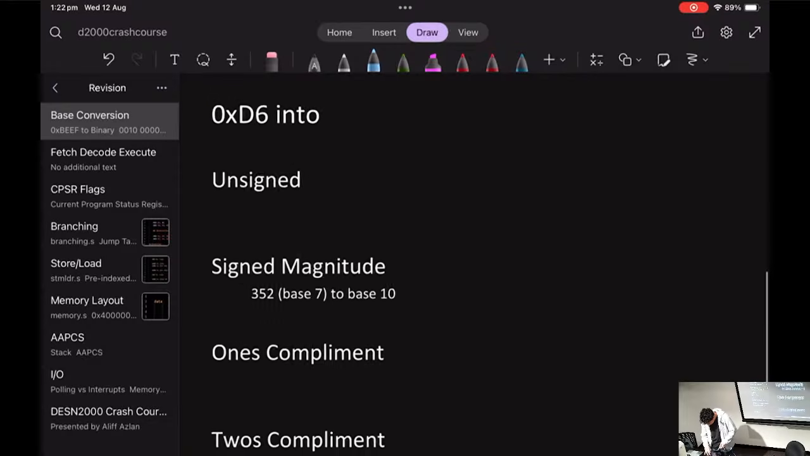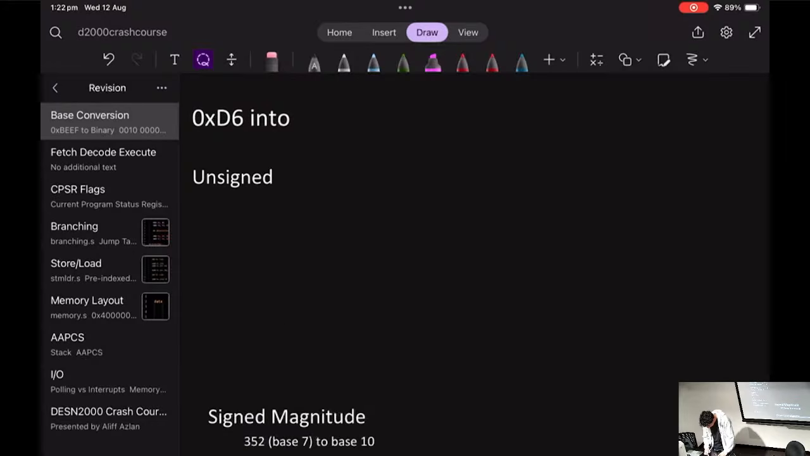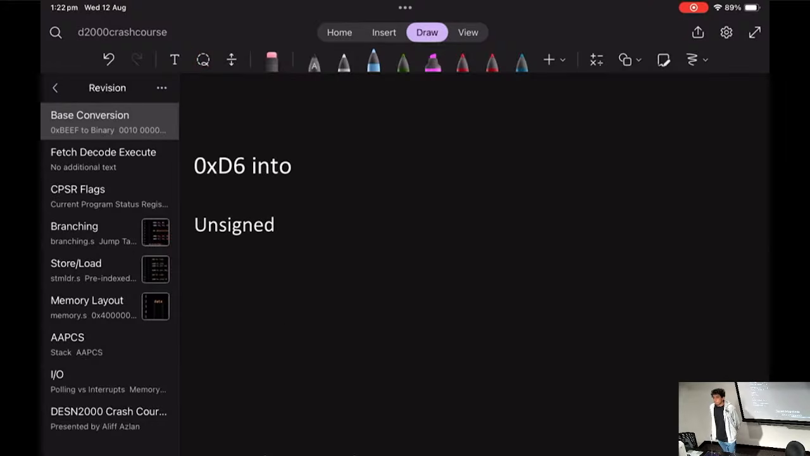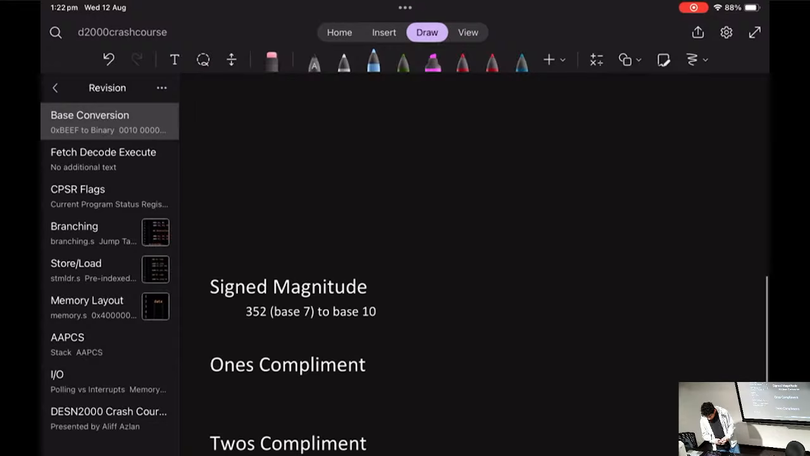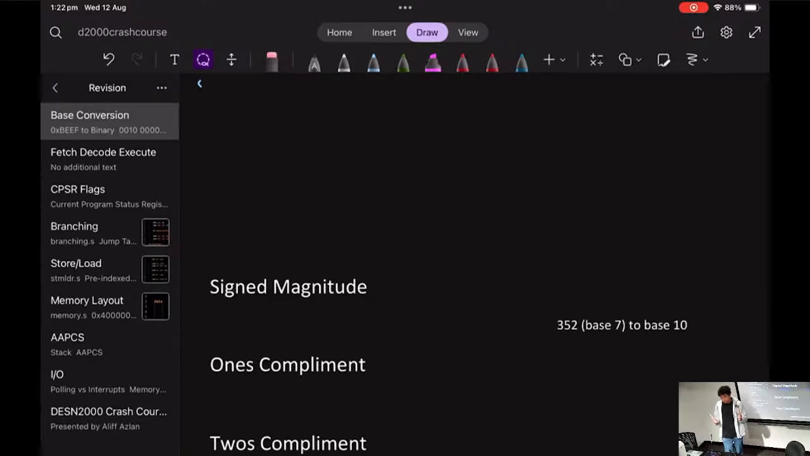Let's look at a little bit more. Now we have a couple other number systems. When we're dealing with signed numbers, there are a couple of ways we can represent them in binary. First of all, we have unsigned, which is not signed at all. But then there are 3 others. We have signed magnitude, which is basically where the leftmost bit represents whether or not the number is negative.